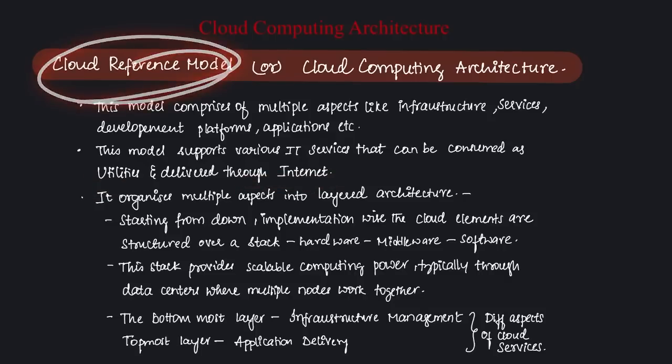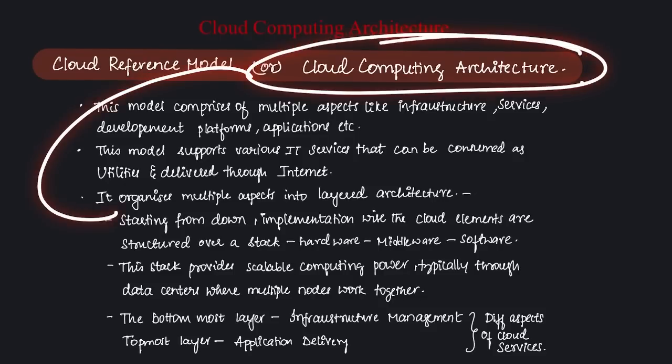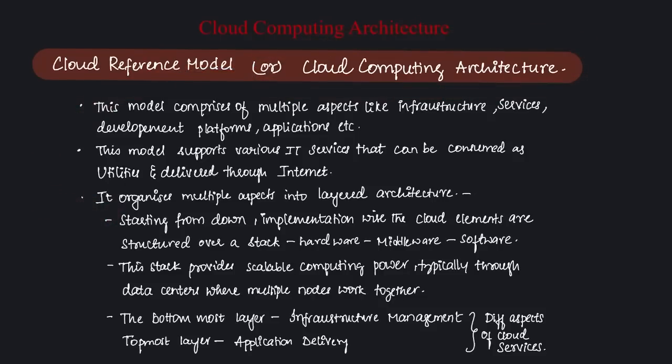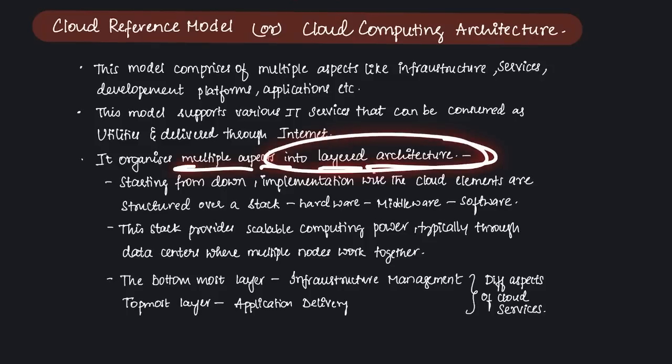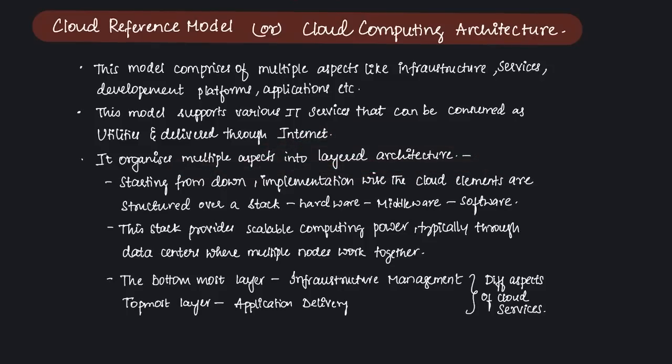Now we have the cloud architecture. They've specified what architecture is. Cloud architecture tells us how the hardware, middleware, and software are arranged. All these are structured into a stack, so multiple aspects are arranged in a layered architecture. That's what they have told here.